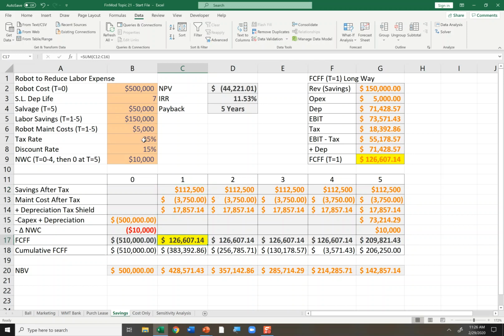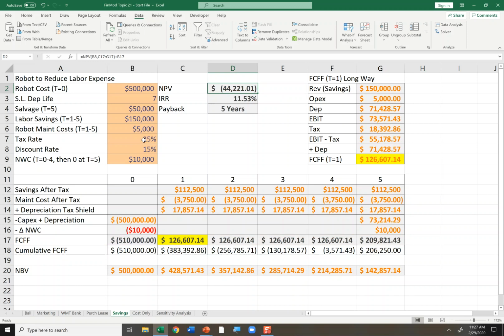Now notice I get a number here, and in year 1, if I take my after-tax savings, which you can think of as revenue, my after-tax maintenance and my depreciation tax shield, I get 126.6. Now I could have done this the longer, a little more painful way that you might be more comfortable with. I'll treat the 150 like revenue, subtract out the $5,000 of the OPEX, subtract out depreciation, get my EBIT, do EBIT after tax, and add back depreciation, and I get 126.6. But notice that's the same number as this. So by just treating the after-tax revenue, after-tax OPEX, and depreciation tax shield, it's just a short way of getting these free cash flows. And then I can calculate the NPV.